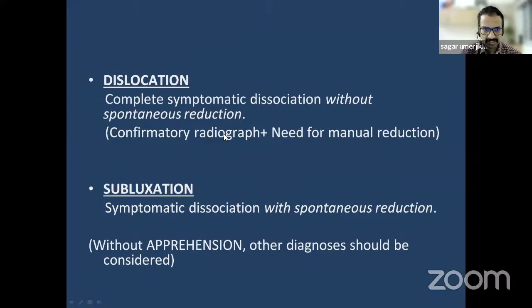Just to speak on the definitions of dislocation and subluxation. Dislocation is a complete symptomatic dissociation without spontaneous reduction. When you are not able to reduce by yourself, and it is confirmed on a radiograph, that is when we call it a dislocation. Whereas subluxation is symptomatic dissociation with spontaneous reduction. Most of the times, when patients are able to reduce by themselves, it's a subluxation. Apprehension is a quality of both dislocation and subluxation. It is like a hallmark feature of these entities, but without apprehension, you should think of other diagnoses.